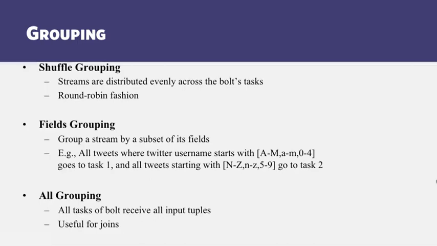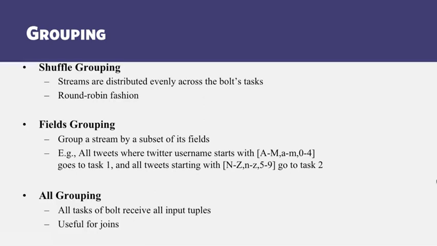So the first is shuffle grouping, which distributes the tuples of a stream evenly among the tasks of the bolt, and this is done in a round-robin fashion. So essentially, as you receive tuples, you go through the tasks in a sequential order, giving each task one or a batch of tuples, and then you loop back around to the beginning of that list of tasks, and then you do that again for the incoming tuples.